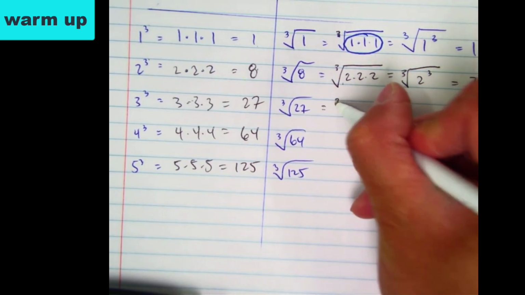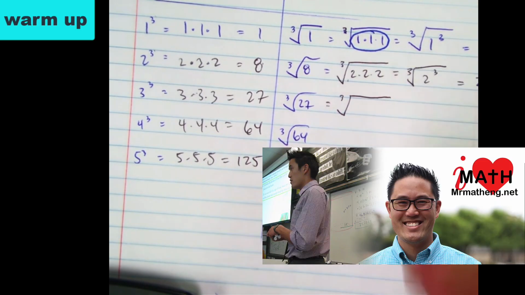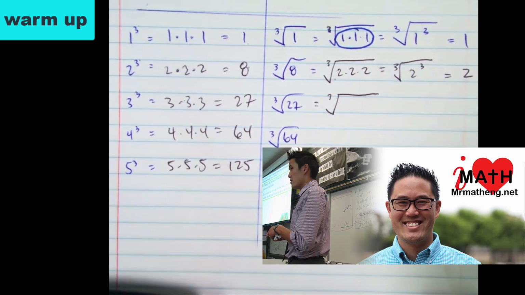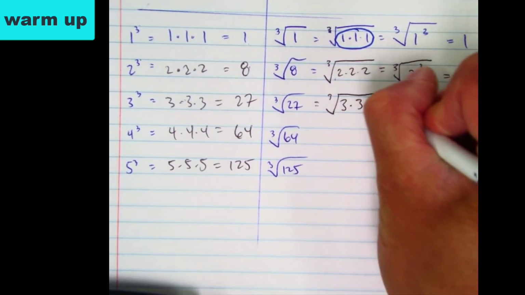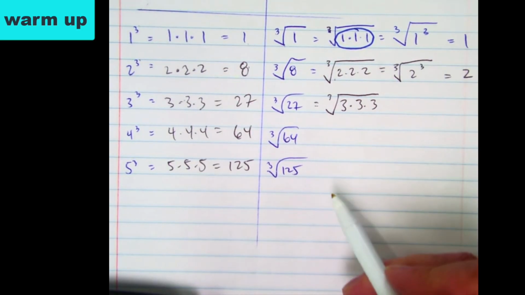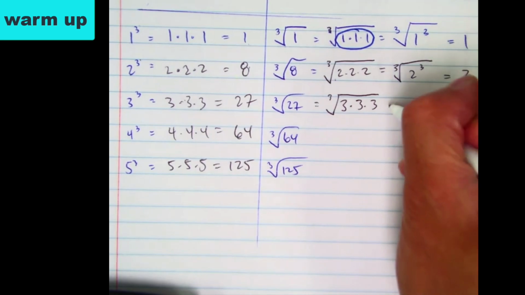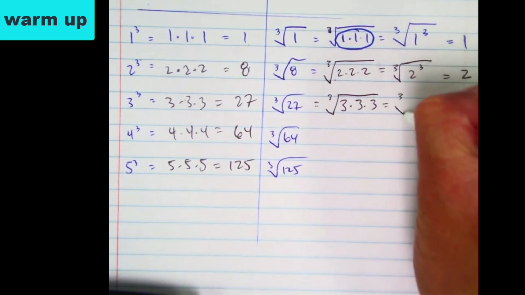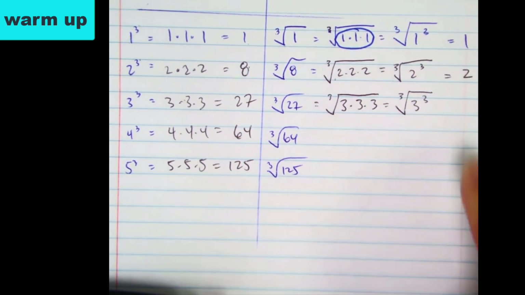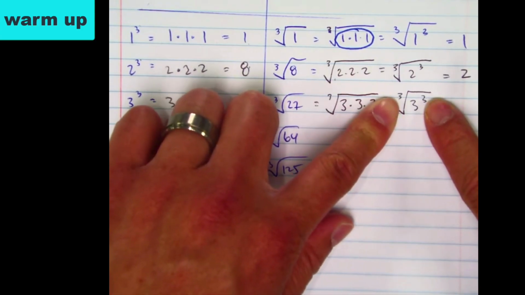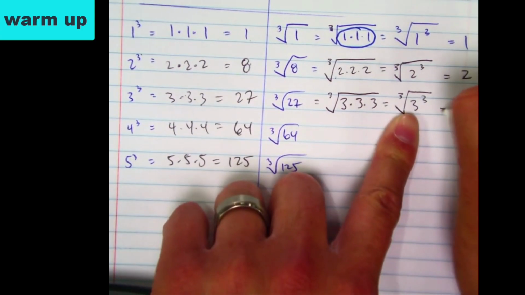Class, 27 is 3 times 3 times 3. Do you have 3 of them? Yes. So we have 3 to the third power. Remember, these are opposites. They cancel. We're just left with 3.